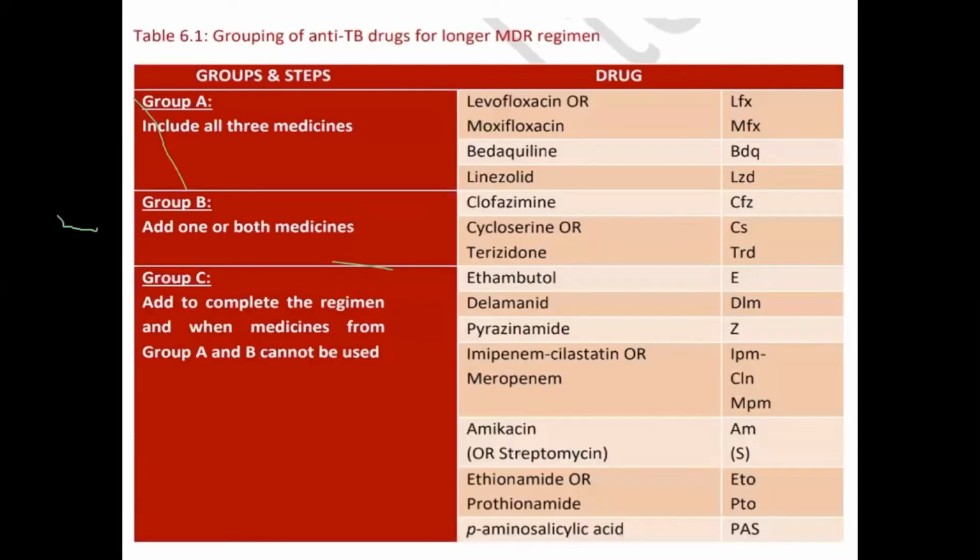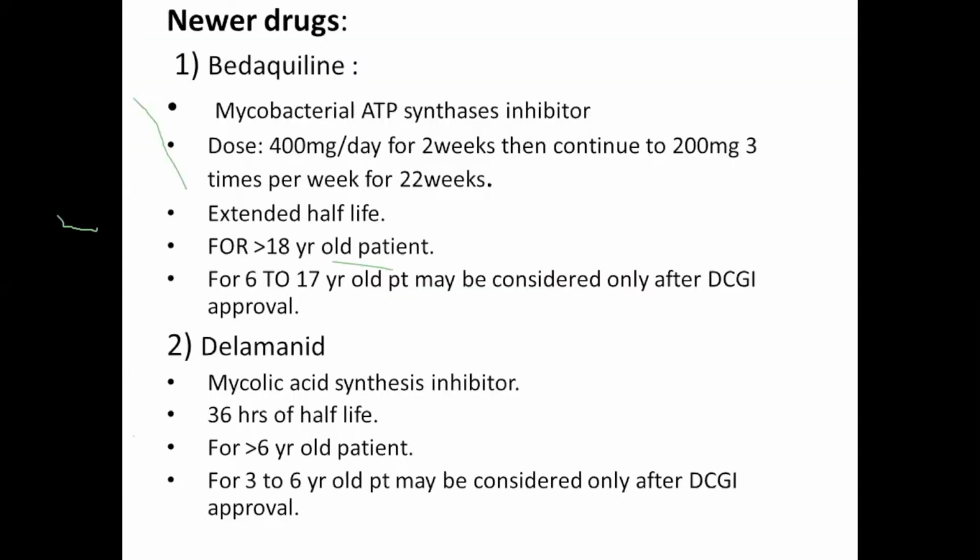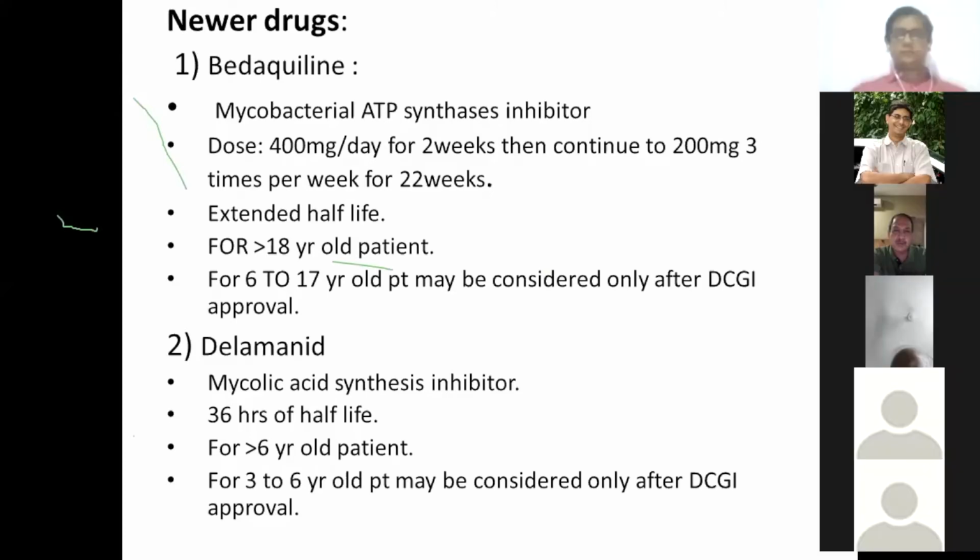What is mycolic acid? There are layers of wall around the bacilli. Mycolic acid is one of the layers which cover the bacilli. Basically, it is a cell wall around the antigen. Sure. Okay, go ahead.